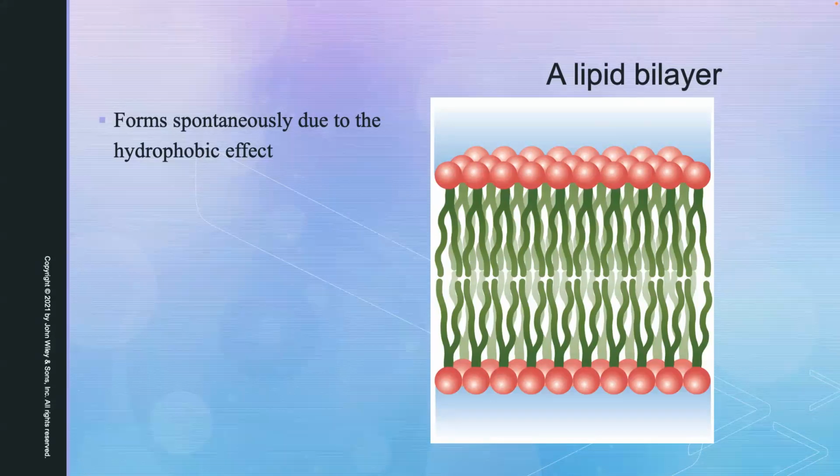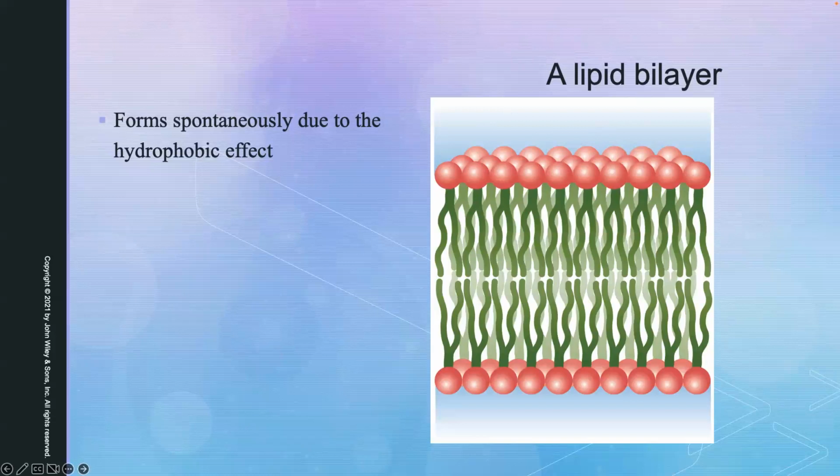You have what's called the outer leaflet, which is going to be up here, facing the outside of the cell, and then the inner leaflet is going to be inside of the cell.